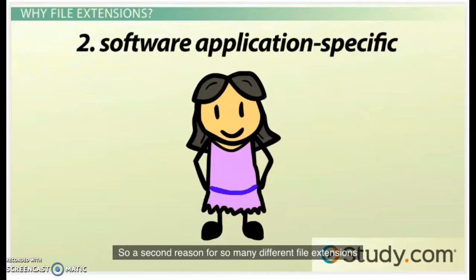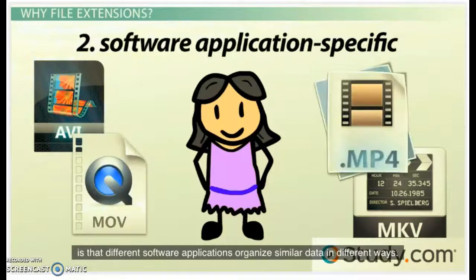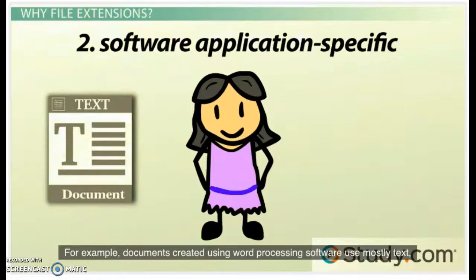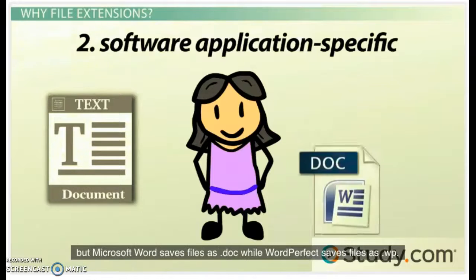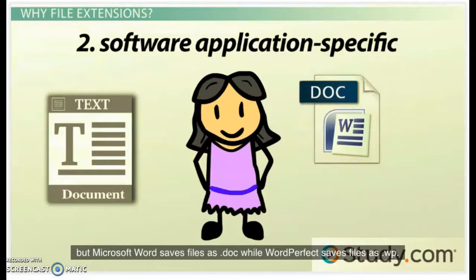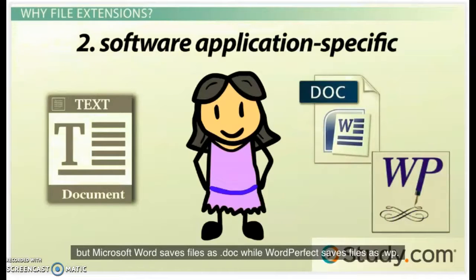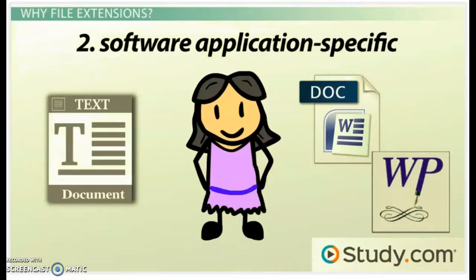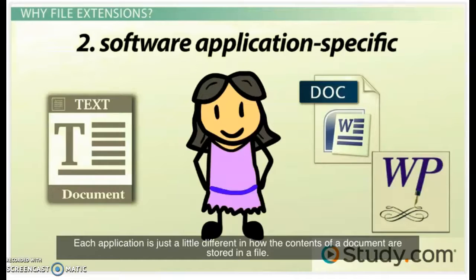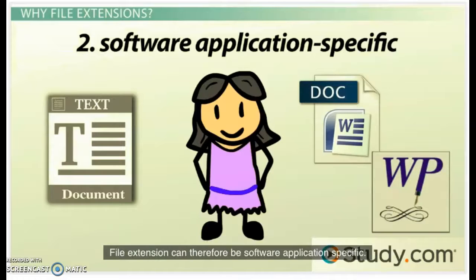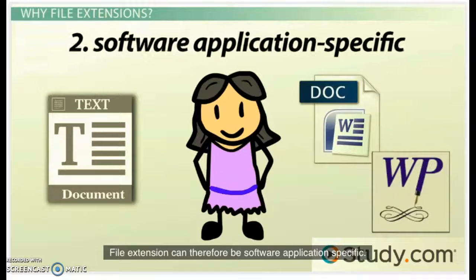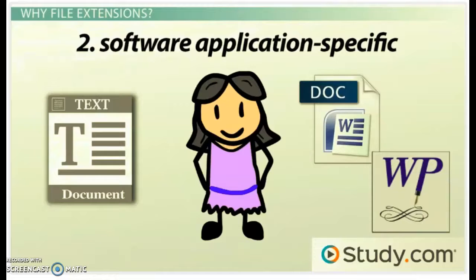So a second reason for so many different file extensions is that different software applications organize similar data in different ways. For example, documents created using word processing software use mostly text, but Microsoft Word saves files as a .doc, while WordPerfect saves files as a .wp. Each application is just a little different in how the contents of a document are stored in a file. File extensions can therefore be software application specific.